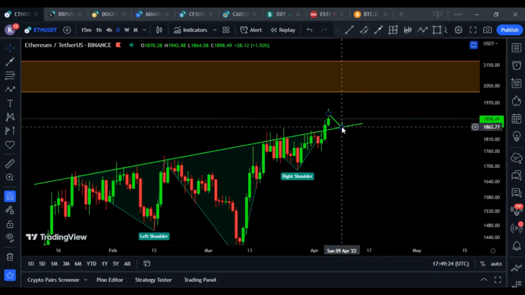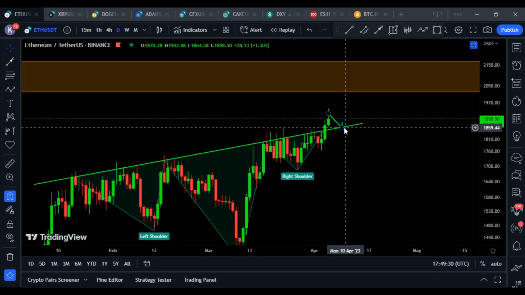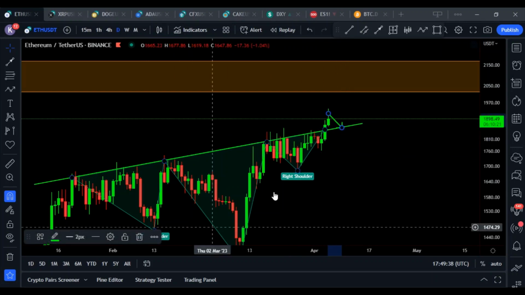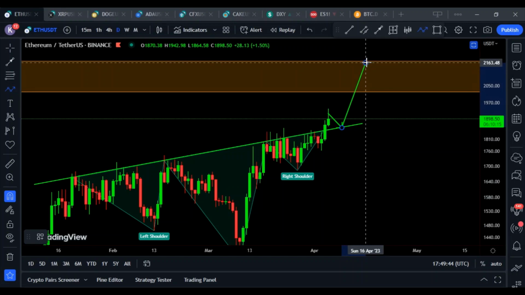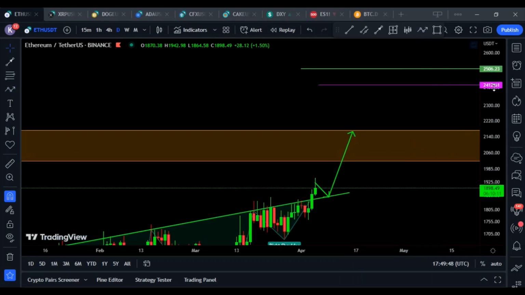So keep an eye on 1,862 to 1,860. So let's say between 1,860 and 1,870 would be the target to retest. And from here on, we move forward, as we said before, to our target, which we marked here, 2,412.